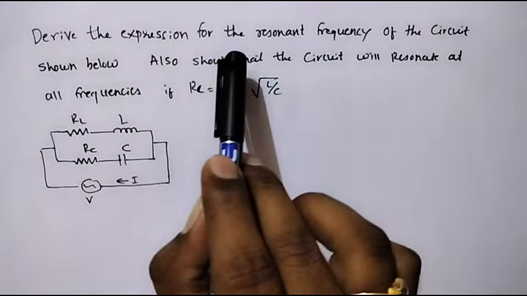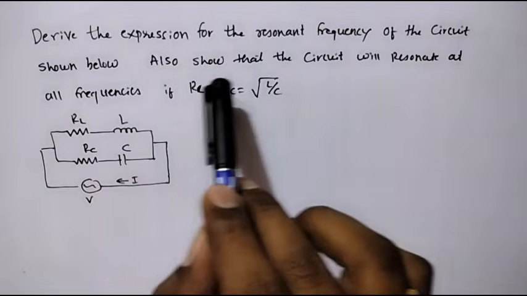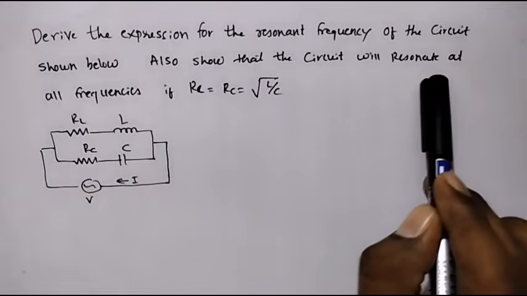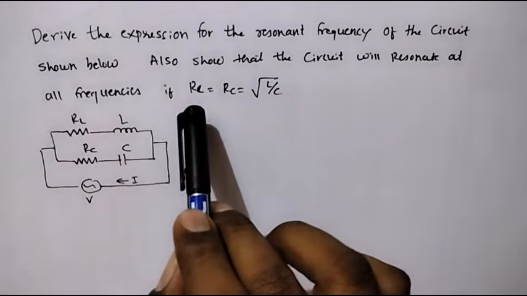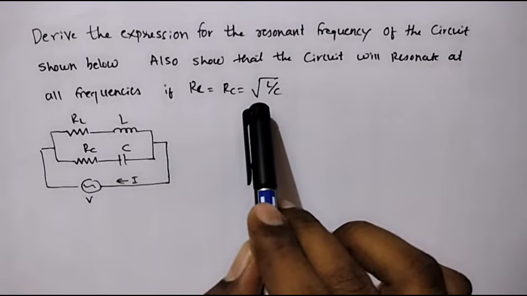Derive the expression for the resonant frequency of the circuit shown below. Also show that the circuit will resonate at all frequencies if RL is equal to RC is equal to under root L by C.